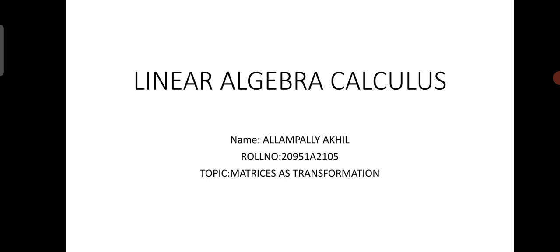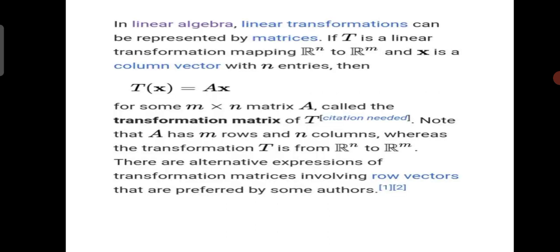I am going to explain matrix as transformation, which is related to linear algebra. Linear transformations can be represented by a matrix. If T is a linear transformation mapping R^n to R^m, and X is a column vector with n entries, then T(X) = AX for some m × n matrix A, called the transformation matrix of T.